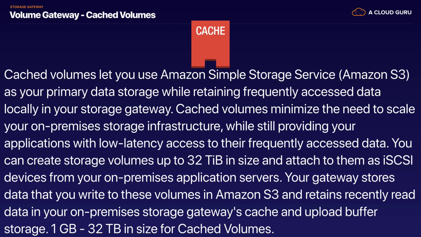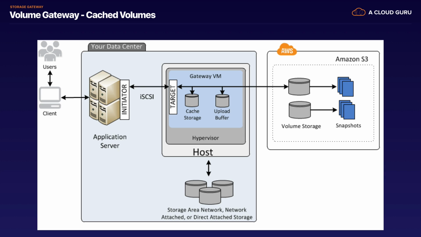So it's between 1 gig and 32 terabytes in size for cache volumes. Again, don't worry, you'll never be tested on that. It's just important to understand that cached volumes is a way of caching the most actively used data, whereas with stored volumes, it's the entire data set.